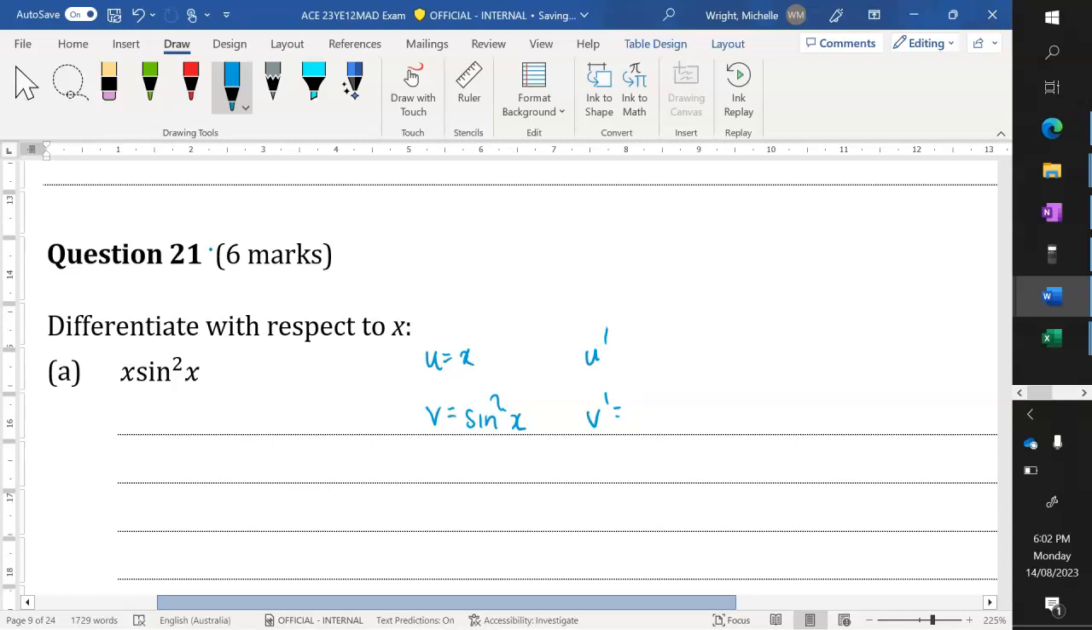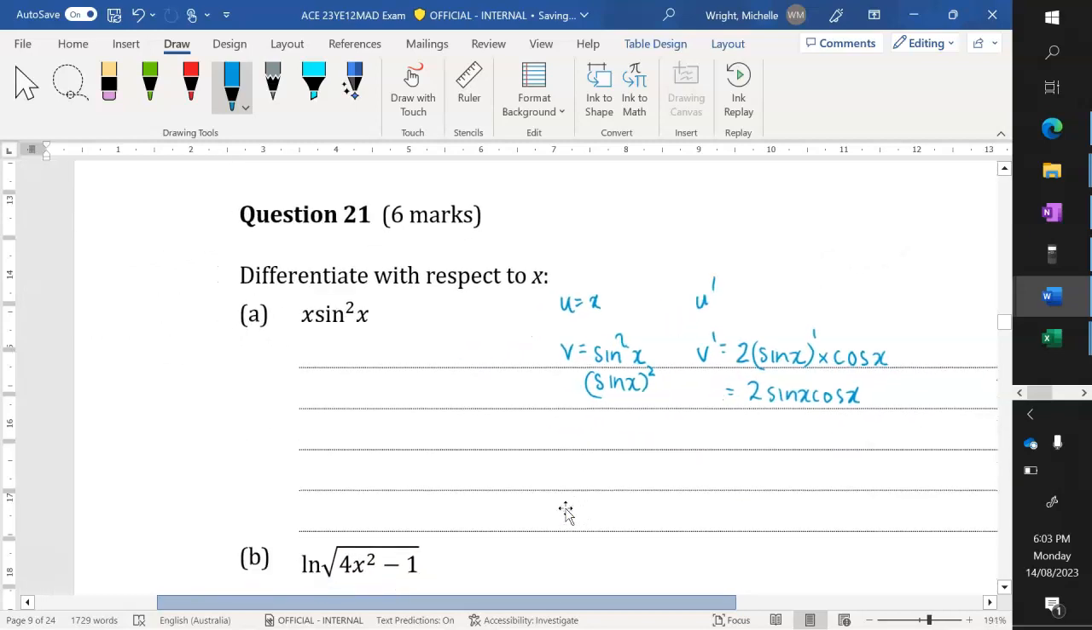V is sine squared x. What does that mean? That means it's sine x all squared. We need to use the chain rule. We bring the 2 down to the front, and we times by the sine x. We take the 1 off the bracket, 2 minus 1 is 1, and we times by the derivative inside. The derivative of sine is cos. So v dash should be 2 sine x cos of x. And what most people wanted to put was 2 cos of x or cos squared of x or some other thing. So you need to be really careful that you know that sine squared x is sine x all squared.